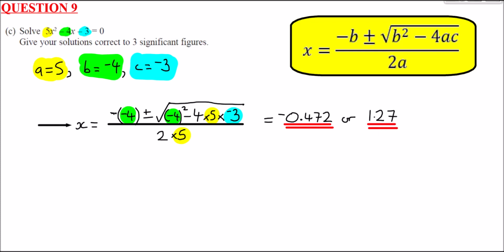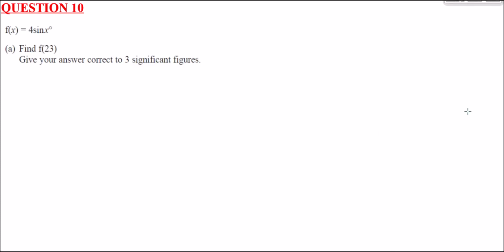Let's next have a look at question 10. Question 10, we have f of x equals 4 sine of x. We have to find f of 23, giving answers correct to 3 significant figures. Here's my little tip for function questions. The tip being a very simple one. Whatever the input of a function is, almost always an x, or a y sometimes I suppose, put this in brackets in terms of what it equals. So here we have 4 sine x. So protect the x, wrap it in cotton wool, put the x here in brackets as well.